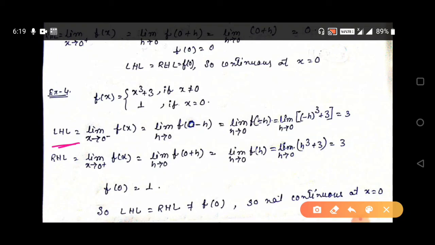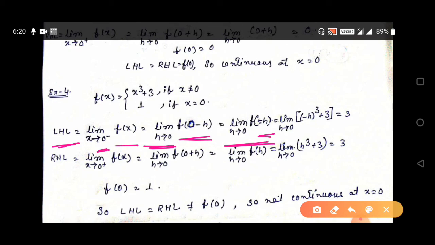So limit x tends to 0 negative f(x), then we will replace x by 0 minus h because here it is given 0 negative, and I will replace it by h tends to 0. How h tends to 0 will come, I have discussed. Now from here we will get f of minus h. Now we have to consider the function, which function we have to take.